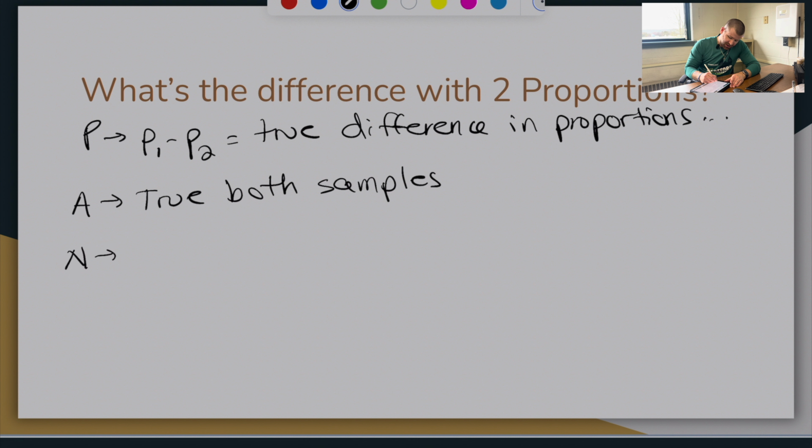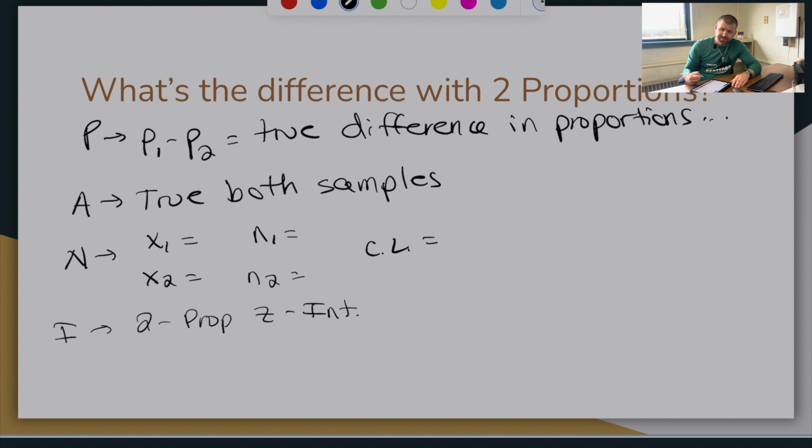For my numbers, I'm just going to now list the numbers from both samples. And my confidence level, that doesn't change. For the interval, it's now a two proportion Z interval. But my conclusion stays the same.